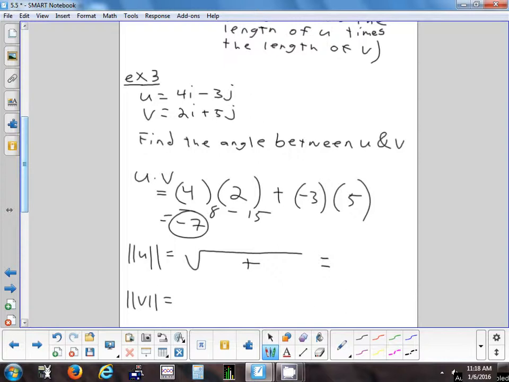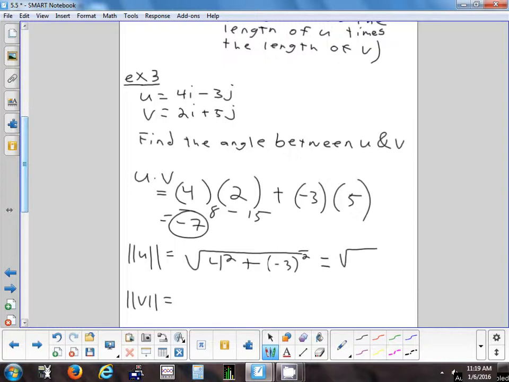Careful, you don't want to double 4. You want to think of the Pythagorean theorem. We square it. Yeah, so I'll do that next. So 4 squared plus negative 3 squared. Add them up and take the square root.